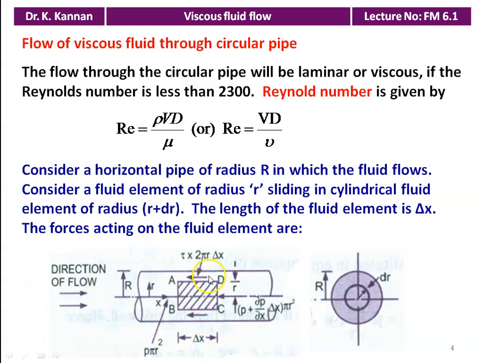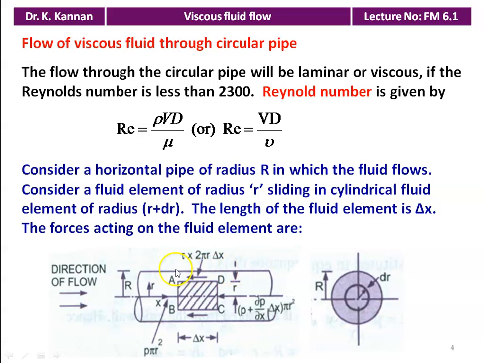The forces acting on the fluid element. So force acting on the left side, the face AB, is P into pi r square. So P is the pressure, and pi r square is the cross-section area. P into pi r square is the pressure force acting on the left side on the face AB. Similarly, on the other side, the pressure equal to P plus dou P by dou x into delta x into pi r square is the pressure force acting on the right side.